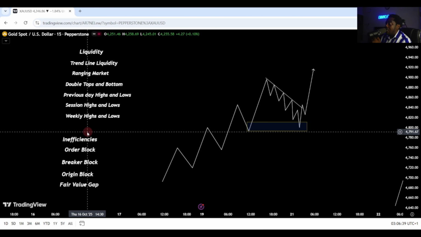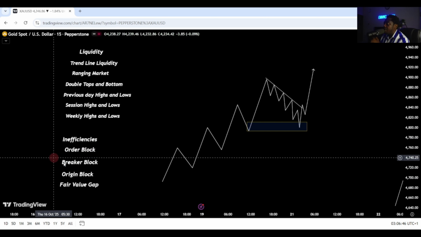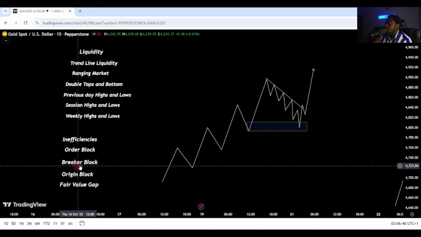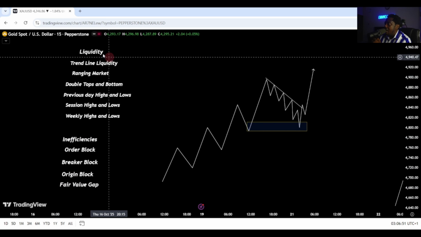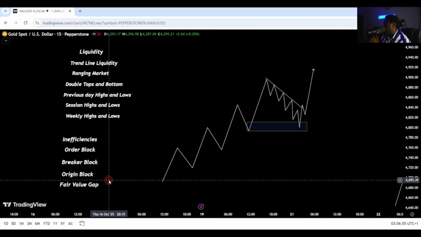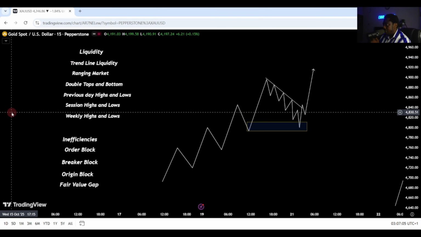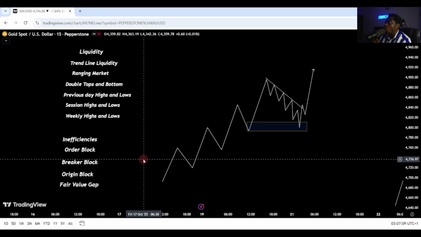Now, as for the inefficiency, we'll be covering order block, breaker block, origin block, and fair value gap because they are very, very important. Now, I want you to know that everything that I wrote here are concepts. And I know you know a lot of concepts as a trader, but you don't make money from knowing concepts. Your job as a trader is to turn your concept into a strategy.